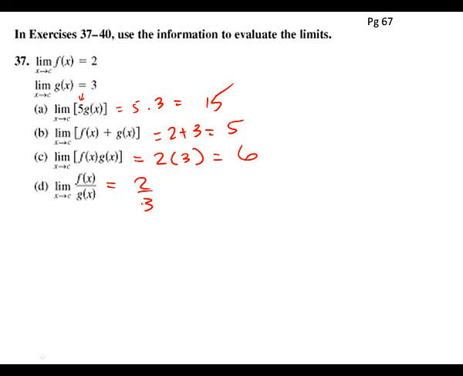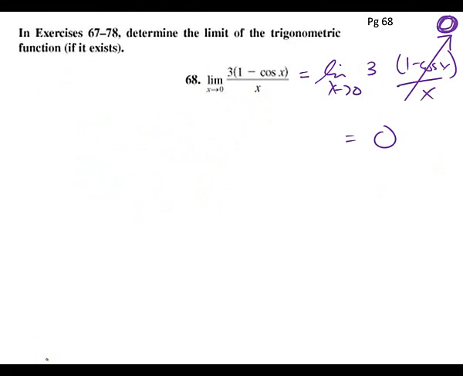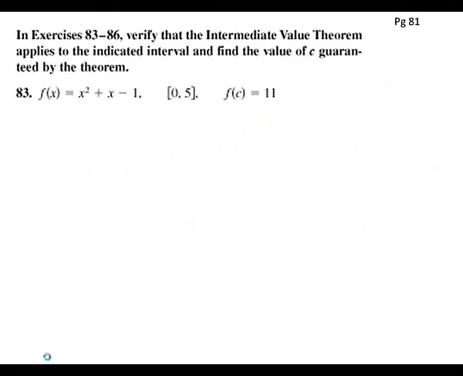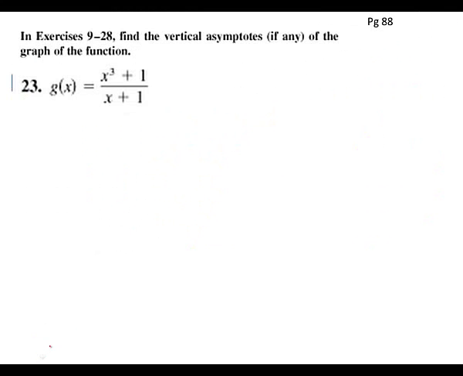Okay. All right. What else do you want to talk about? Number 23, page 88. Alright, page 88. That one? Yeah. Okay, so we have to find the vertical asymptotes. Remember, vertical asymptotes are what's left behind. And then the holes are what cancels, right?